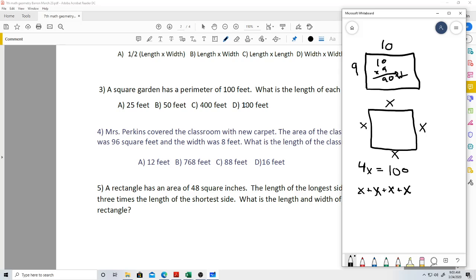Now we have an algebra problem. What do you do when you have 4 times x equals 100? You do the opposite. What's the opposite of times 4? It's divide both sides by 4. All right. Oops. The x is down. I'm just going to move the x down here. And then what is 100 divided by 4? Well, how many quarters are in a dollar? Right. 4.